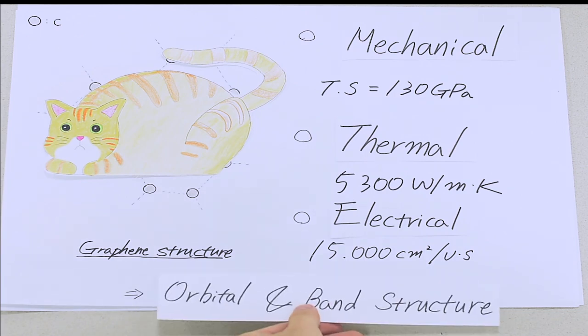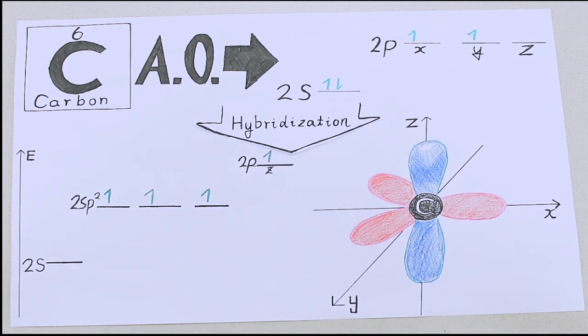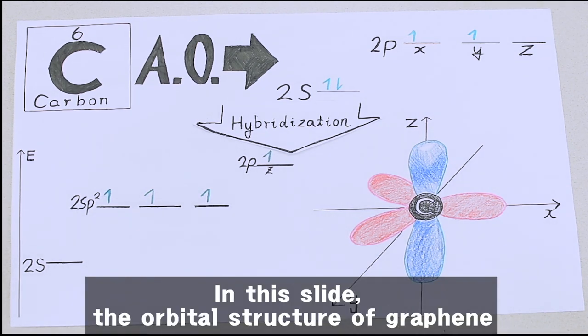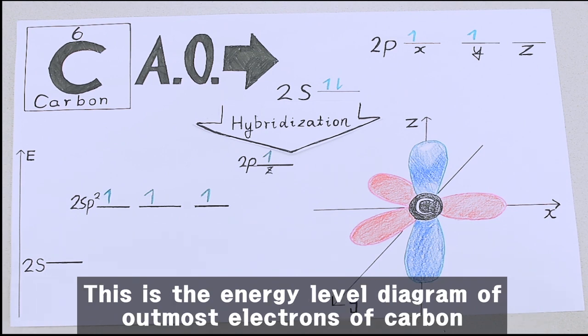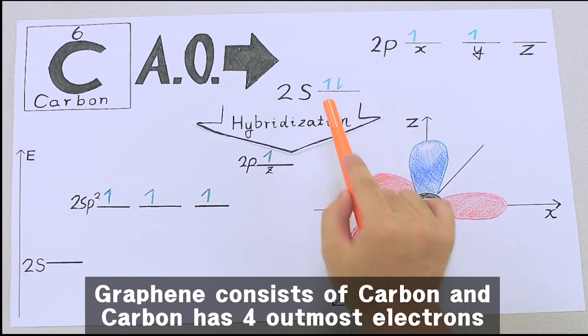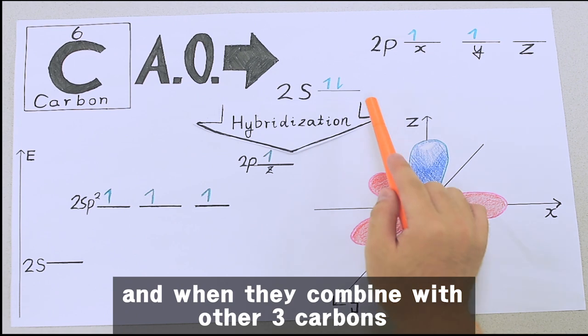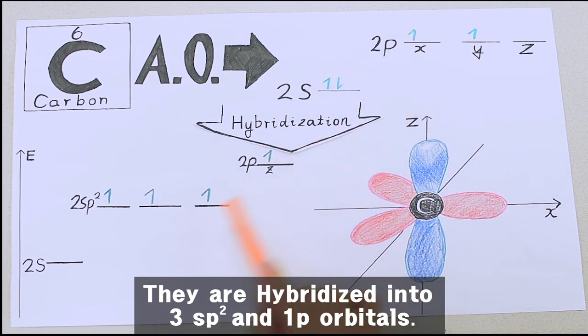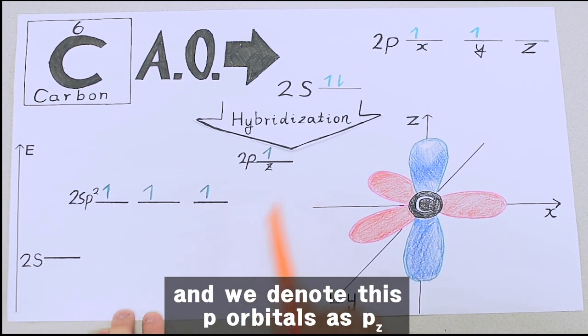Let's consider the orbital and band structure of graphene. In this slide, the orbital structure of graphene and its impact on graphene properties will be explained. This is the energy level diagram of the outermost electrons of carbon. Graphene consists of carbon, and carbon has 4 outermost electrons. When they combine with 3 other carbons, they are hybridized into 3 sp2 orbitals and 1 p orbital. We denote this p orbital as pz.